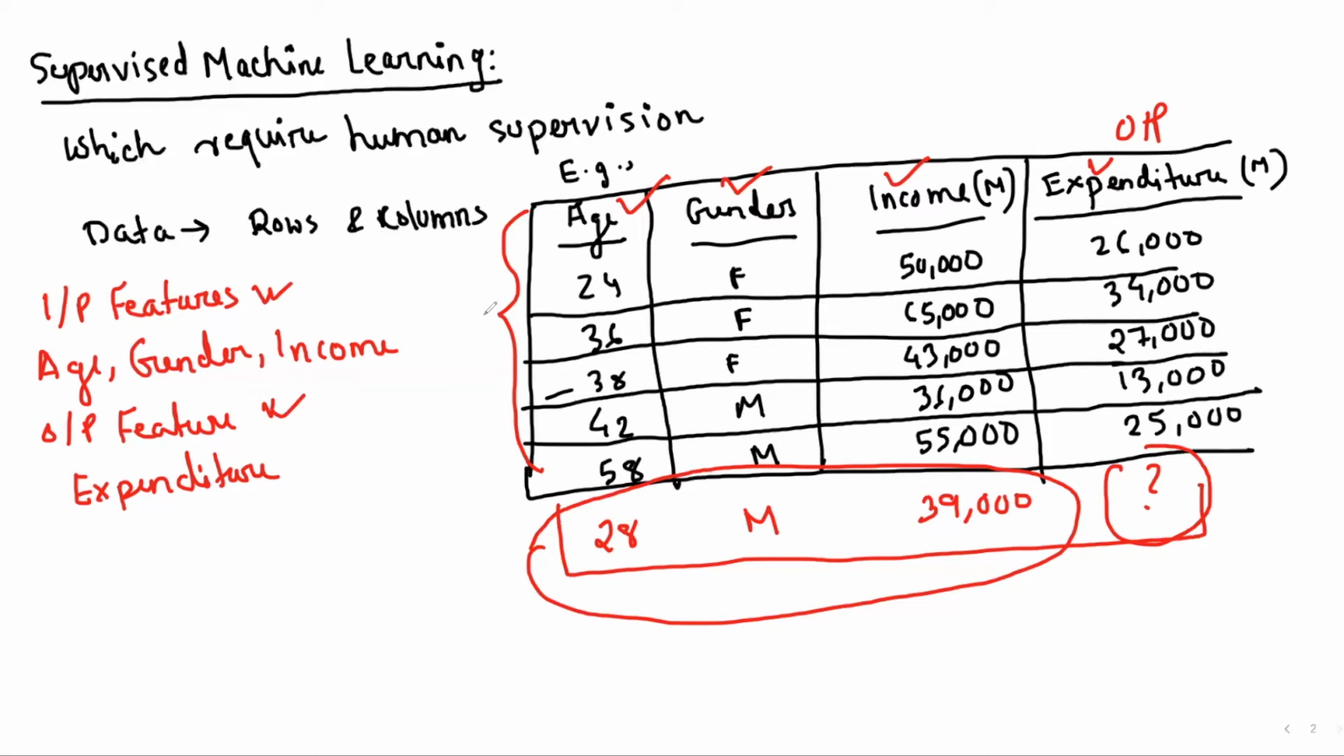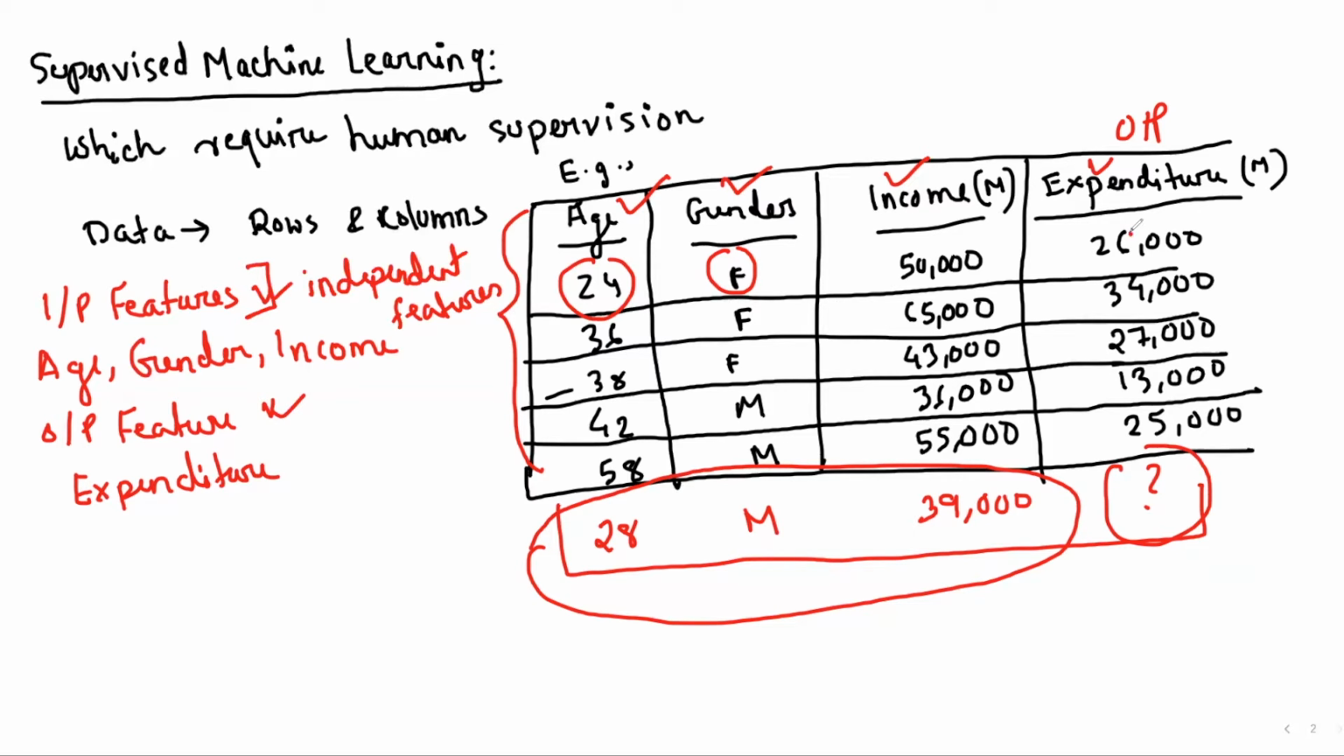Now one interesting thing to see here is these input features are also called independent features. What does it mean? It means that the values of these features are not dependent on anything. A 24 age is not dependent on anyone. She is a female, independent. 50,000 she earns per month, not dependent on anything.